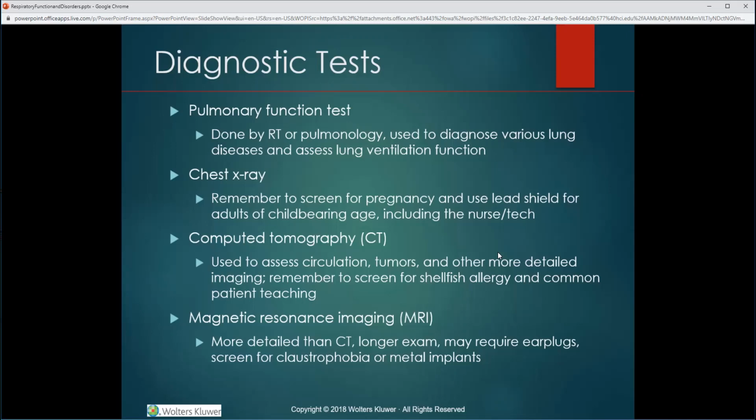Chest x-ray. We all know what a chest x-ray does. It looks at the lungs and everything else. All you need to know about that, what? Make sure you're not pregnant.